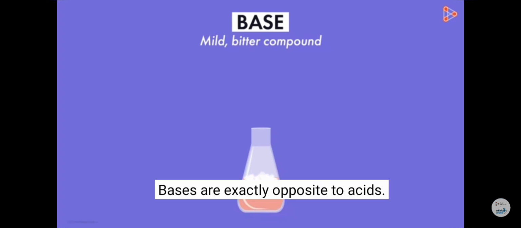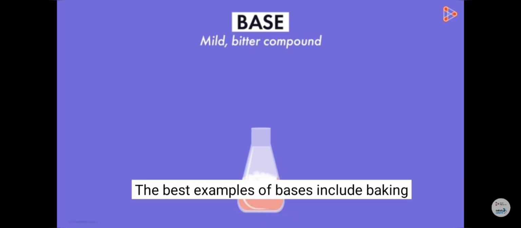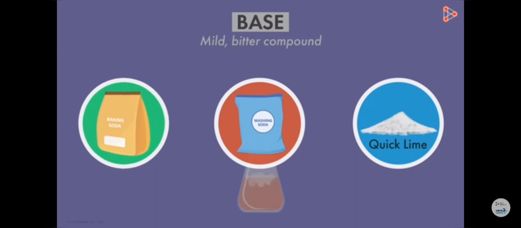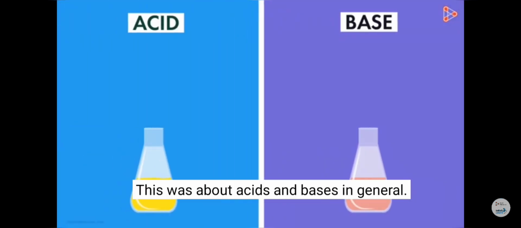Bases are exactly opposite to acids. The best examples of bases include baking soda, washing soda, quicklime, and many more. This was about acids and bases in general.